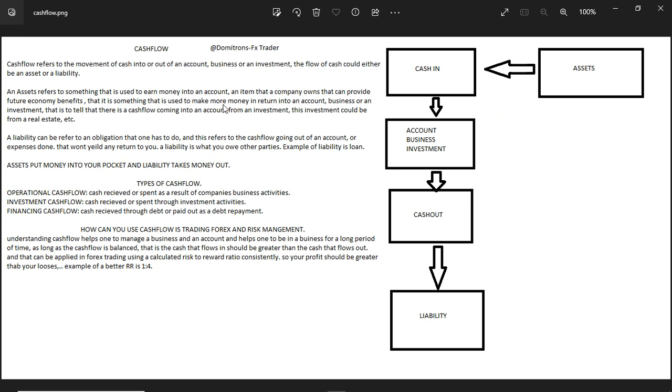Cash flow refers to the movement of cash into or out of an account, business, or investment. The flow of cash could be either an asset or a liability. Like I explained, you have a certain business, an account, or an investment. This account refers to your bank account, and in this case, we can refer to it as our trading account.